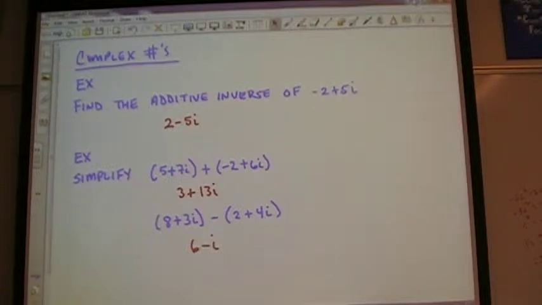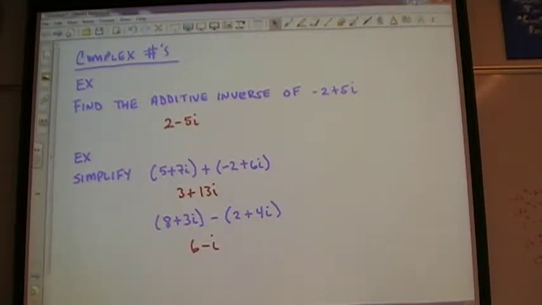Complex numbers. So the first example talks about additive inverses. Write this down. Find the additive inverse of -2 plus 5i. You should know that the definition of additive inverses are two numbers that when you add them together, you end up with 0. So my answer for the additive inverse of -2 plus 5i would be 2 minus 5i. Switch the signs. Right, because when you add those two together, you end up with 0.